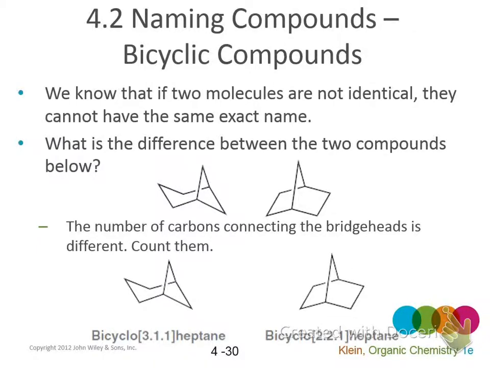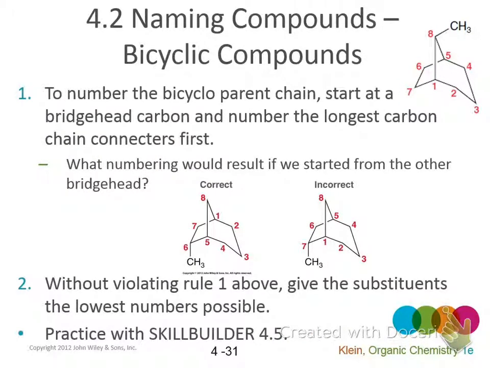The next thing is you have to number it. So when you number it, you have to count. You start at a bridgehead, and what you do is you count the longest connectors first. So it said bicyclo parent chain, start at the bridgehead carbon and number the longest carbon chain connectors first. So the numbering for this one starts here, and then you go through the largest span of carbons before you get to the bridgehead. Then you go to the next largest, and then you do the smallest.